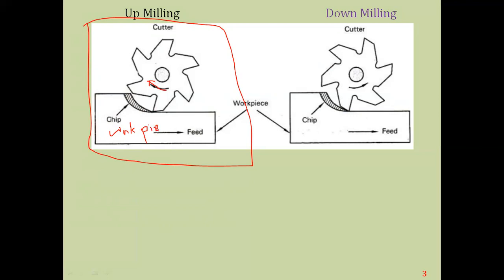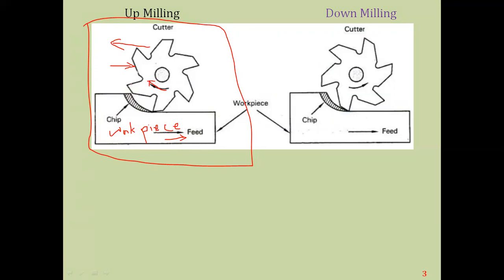So if you observe this workpiece, he has shown some direction, the arrow mark, feed. So what does this feed mean? When the cutting tool is moving in this clockwise direction, our workpiece is moving in the opposite direction. In very simple words, if the workpiece is fed in a direction opposite to that of a rotating cutter, we call this the up milling method of operation, up milling method.